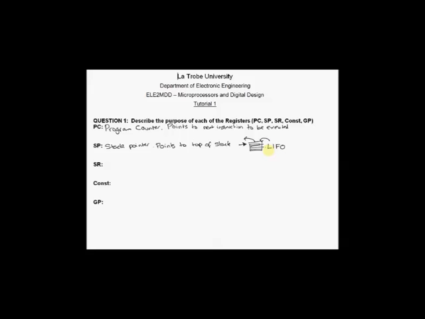When we're running subroutines later on, when we're generating interrupts later on, the way that we get back to where we were previously is we put them on the stack before we enter our subroutine or our interrupt.